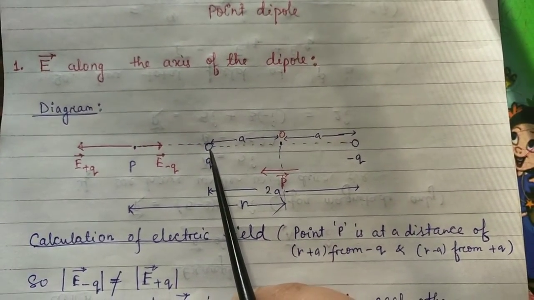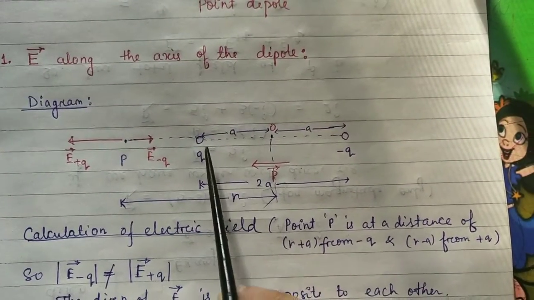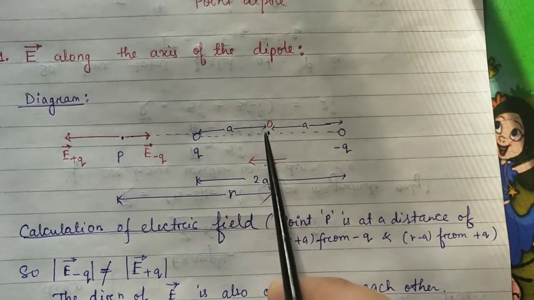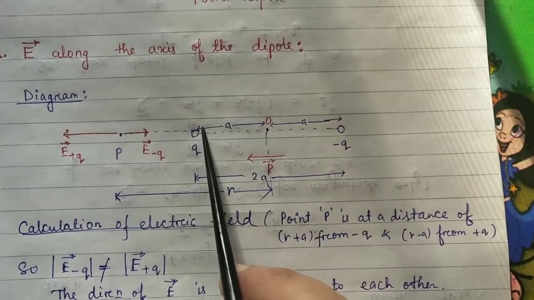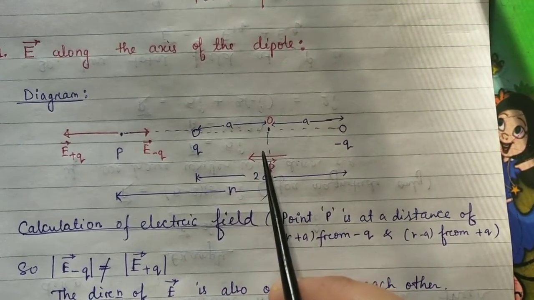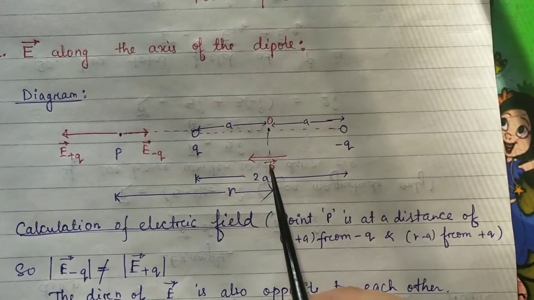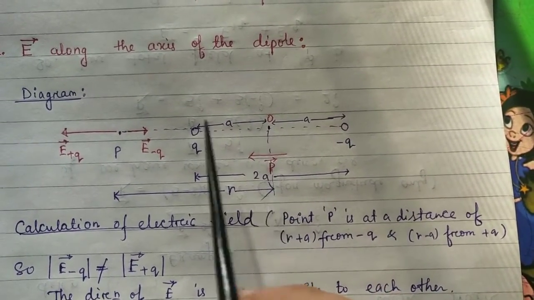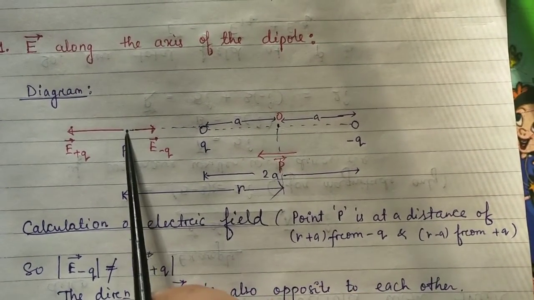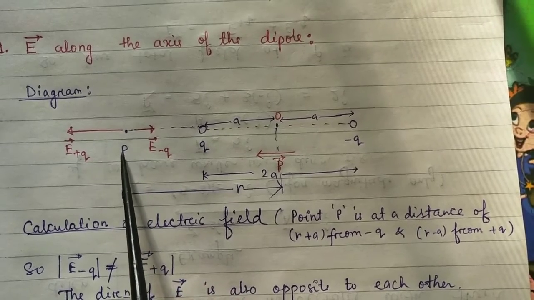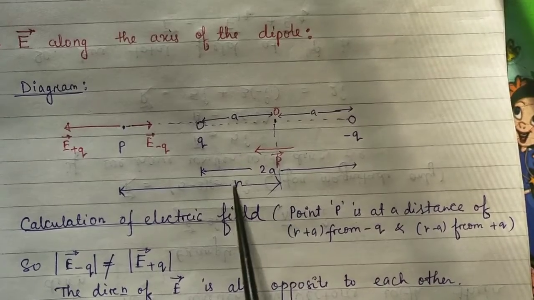See here, I have two charges, plus q and minus q. Because it is a dipole, they are separated by a distance of 2a. O is the center of the dipole, so the center divides the dipole into two equal parts, this is a and a. Now the direction of the dipole is from negative to positive, that means from this to this side. This is clear. Next we will take a point P at a distance r from the center of the dipole. You have to take the distance from the center of the dipole.